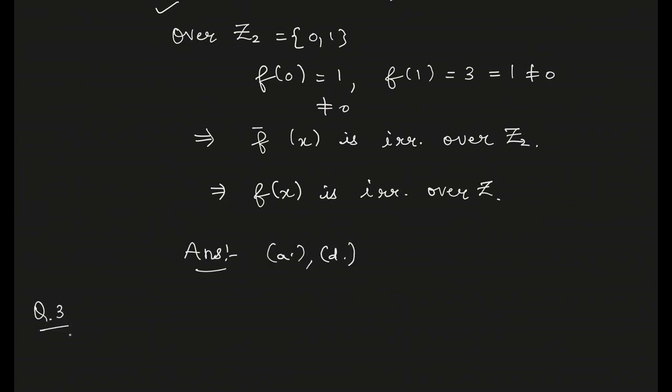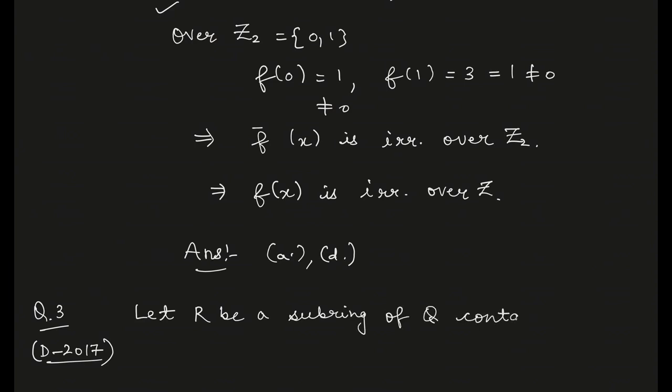Next, let R be a subring of the rational numbers containing ideal I. Then which of the following is necessarily true?